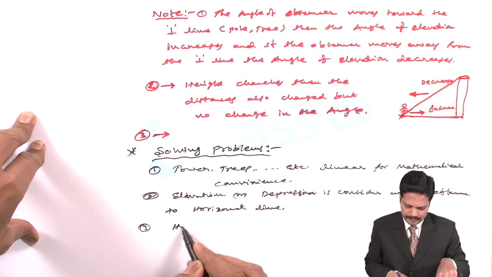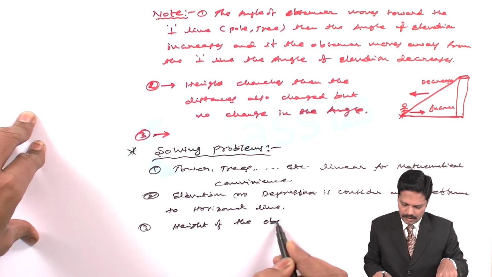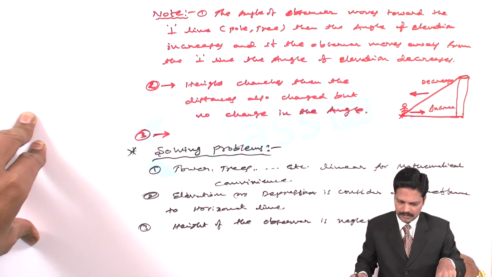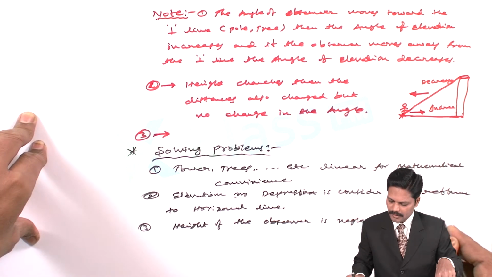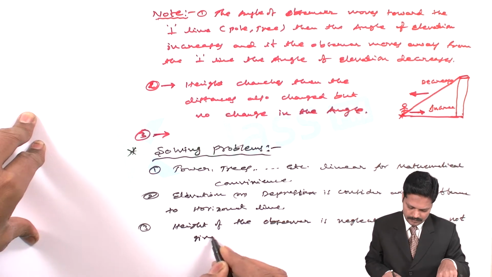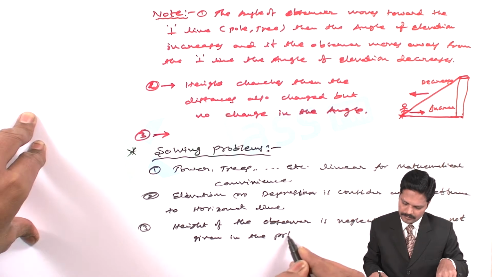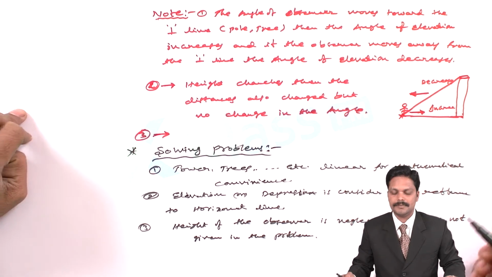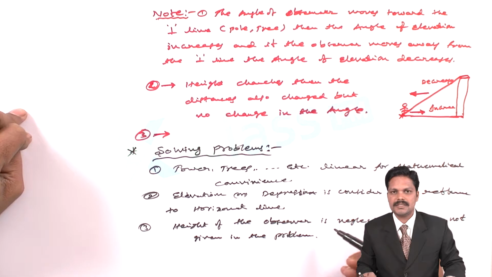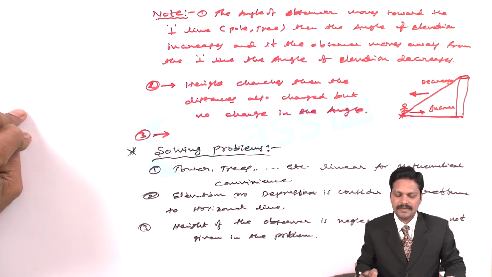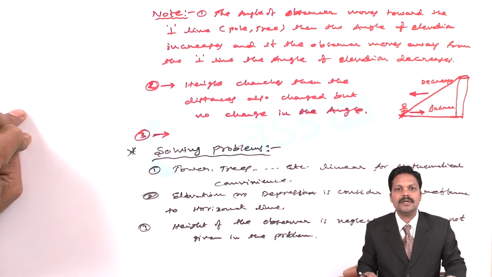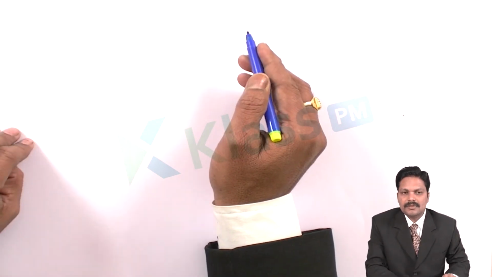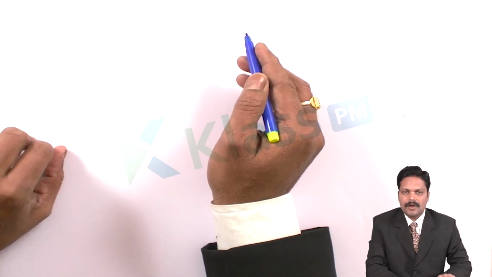And the third one, the height of the observer is neglected if it is not given in the problem. These three conditions we need to get from the problem. By using these conditions, we should draw a diagram, then only we can identify the particular unknown values. In this topic, I'm going to give some useful tricks to solve such type of problems.